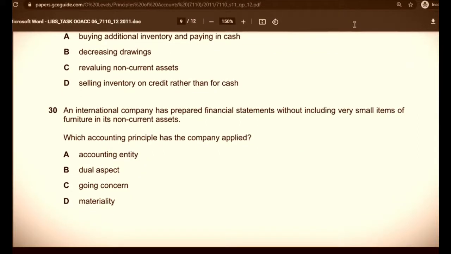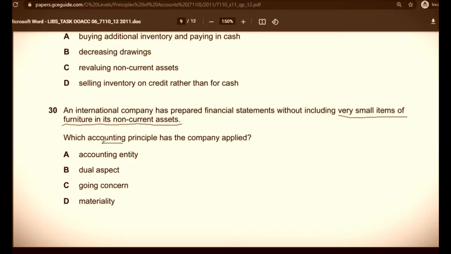Multiple choice 30. An international company has prepared financial statements without including very small items of furniture in its non-current assets. So what the statement is basically telling me is that very small amounts of furniture have not been included in non-current assets. They have not capitalized it. Which accounting principle has the company applied?